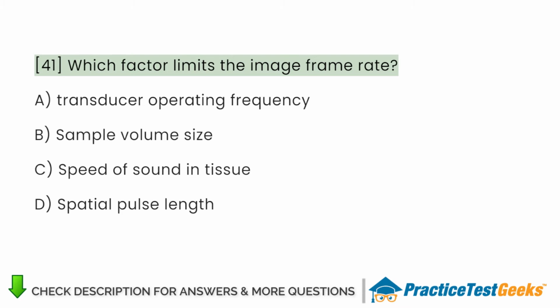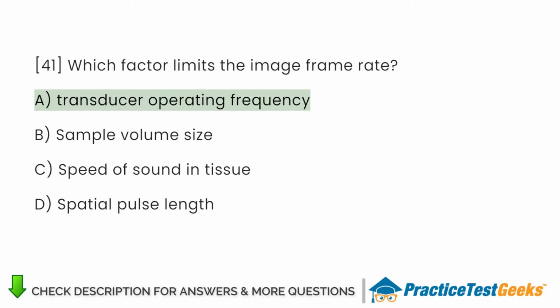Which factor limits the image frame rate? A. Transducer operating frequency. B. Sample volume size. C. Speed of sound in tissue. D. Spatial pulse length.